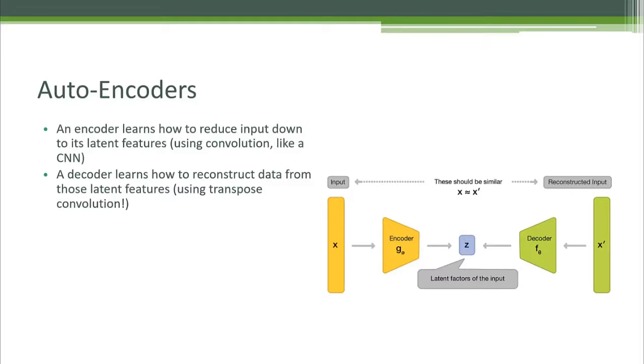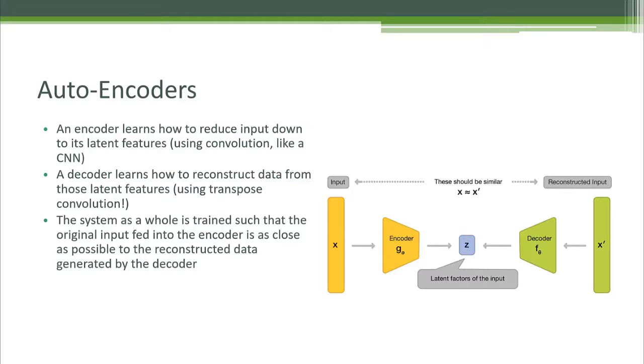So while we're training this, the objective is to try to get the input and the reconstructed input to be as similar as possible. That's what we're trying to optimize for there. So x should be about equal to x prime, where x is the original input images that we're training it on, x prime are the generated reconstructed images based on those latent factors, those latent vectors that we've learned through the training process. So pretty interesting stuff. Now the system as a whole is trained such that the original input fed into the encoder is as close as possible to the reconstructed data generated by the decoder.